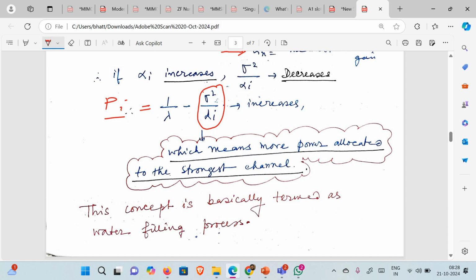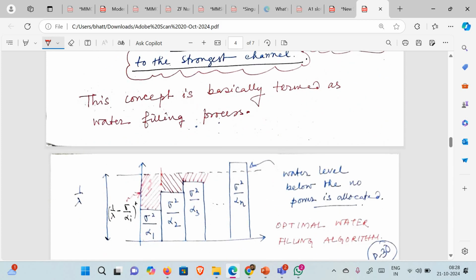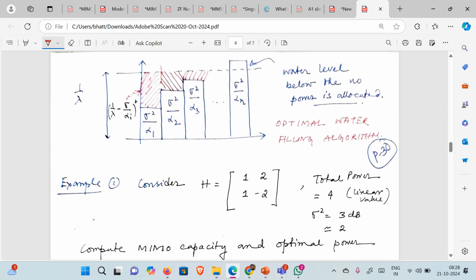Now what is the water filling process? It's just a terminology. It's nothing very fancy about it. I'll just show you with an example, with a diagram. Just understand this very easy diagram actually. You can see this is my 1 by delta. Suppose we have found out the Lagrangian multiplier and this is my value. Now you can see we have made these small blocks. Each of them has sigma square by alpha 1, keeping in mind that alpha 1 is greater than alpha 2, alpha 2 is greater than alpha 3 and so on and so forth.